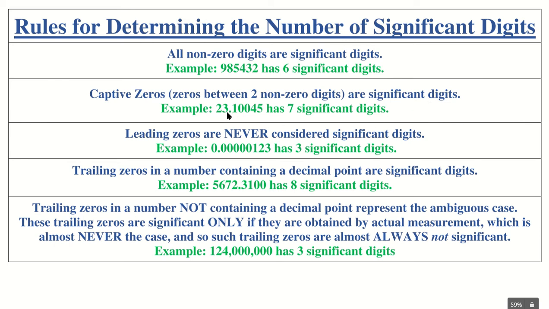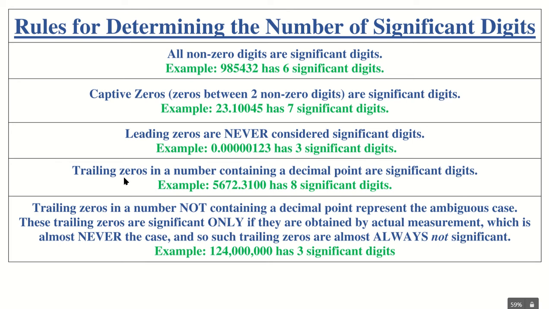Captive zeros, that means zeros between two non-zero digits, are always considered to be significant digits as well. So as you can see, this number right here, 23.10045, would have 7 significant digits, and these two captive zeros would be considered significant. Leading zeros are never considered significant digits. So if you look at a number like this, all these are considered leading zeros and they would not be considered significant digits. This number right here would only have 3 significant digits.